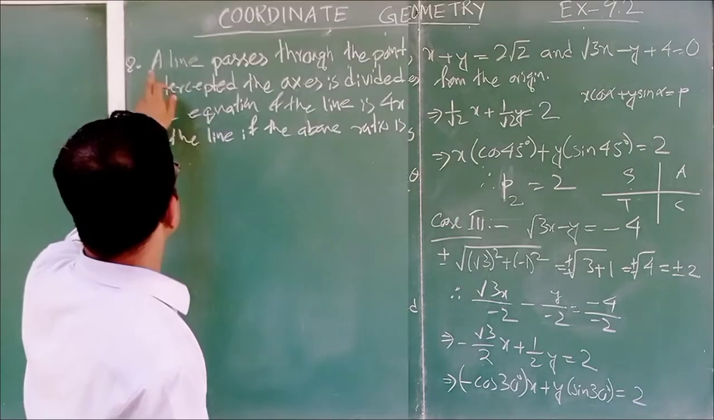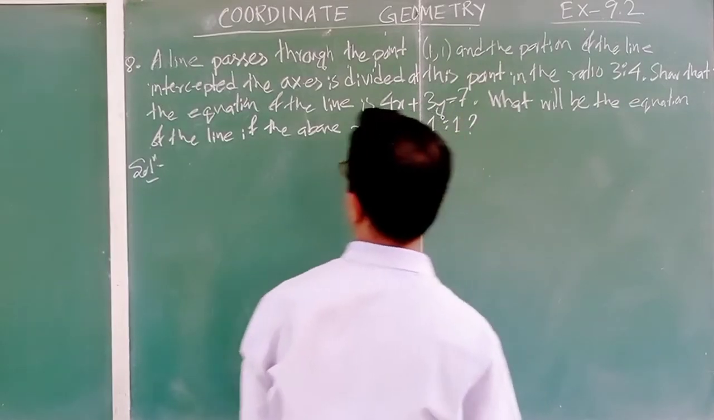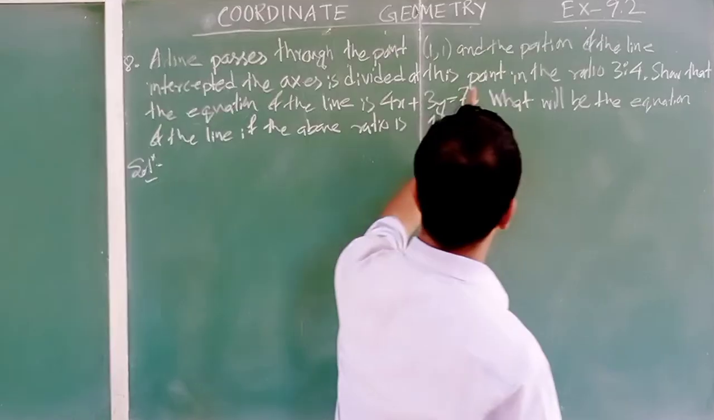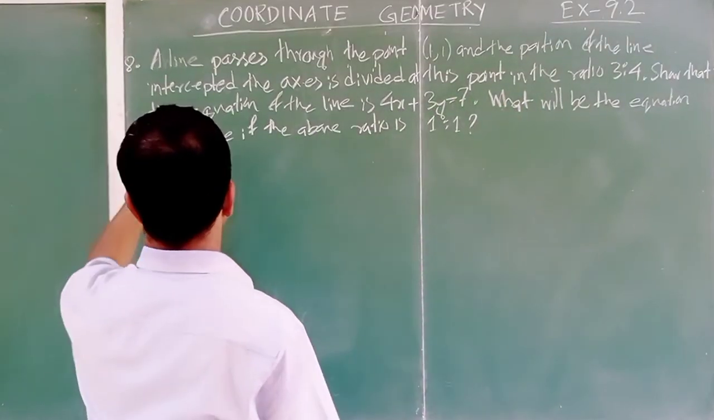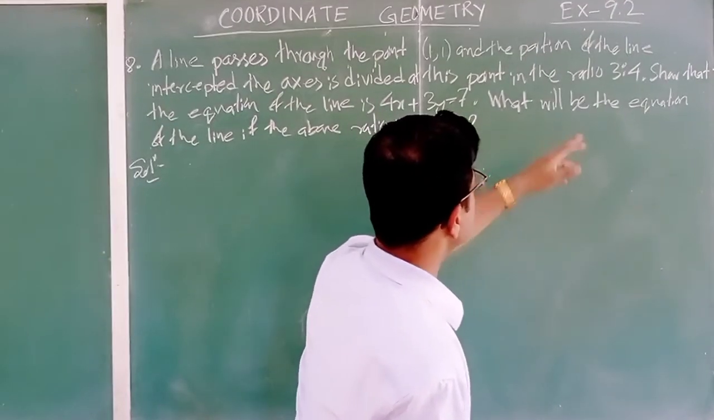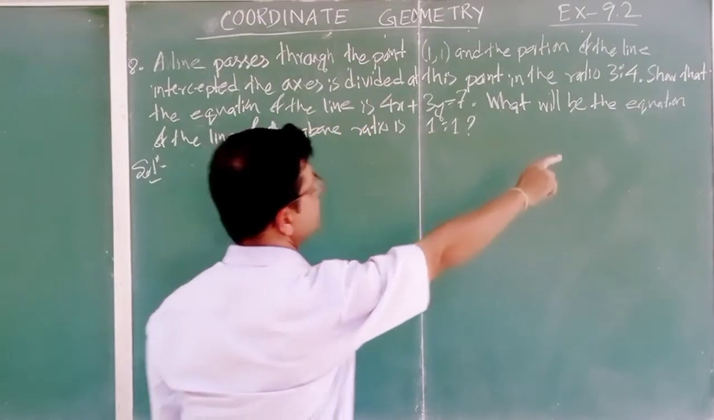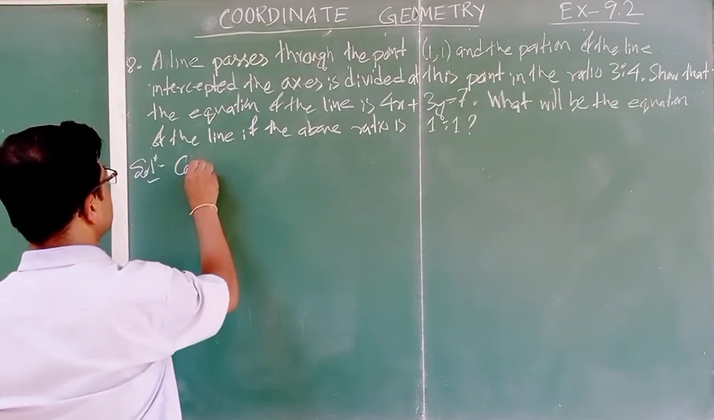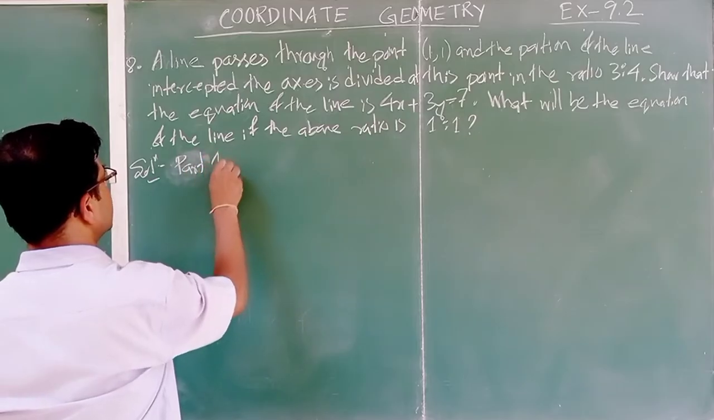Have you understood this? In question number 8, a line passes through the point (1, 1), and the portion of the line intercepted by the axes is divided at this point in the ratio 3:4. Show that the equation of the line is this. Another part is: what will be the equation of the line if, instead of the ratio 3:4, the ratio is 1:1? Let us take part 1. There are two cases.